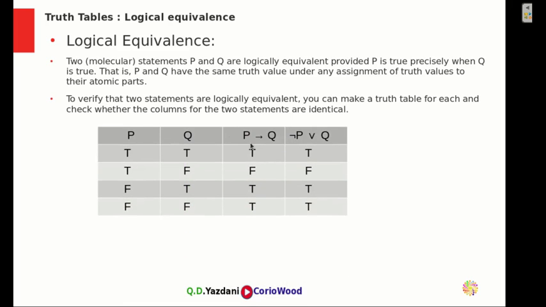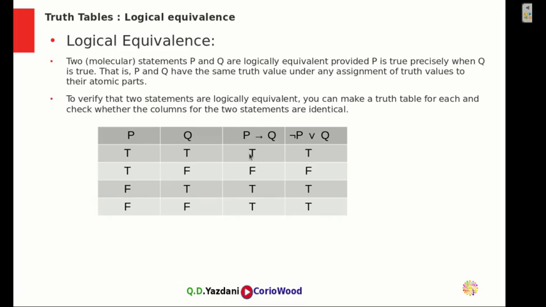So we have here, and we're looking for equivalence. That's P, and we have a Q, then P implies Q and not P or Q. When P is true and Q is true, P implies Q is true and not P or Q is true. When P is true and Q is false, P implies Q is false and not P or Q is false. When P is false and Q is true, P implies Q is true and not P or Q is true. When P is false and Q is false, P implies Q is true and not P or Q is true.